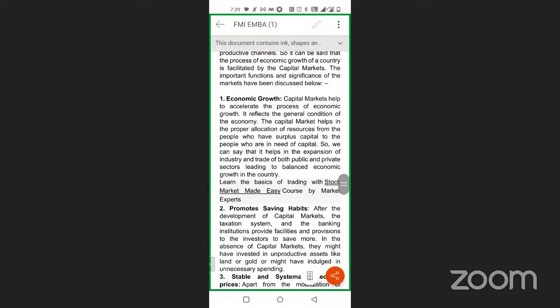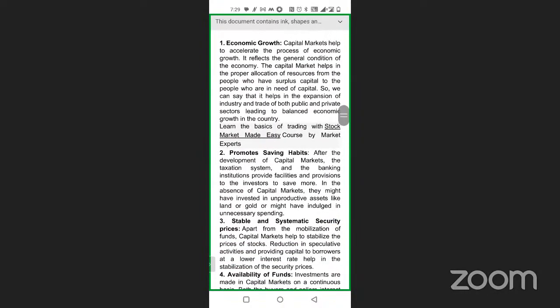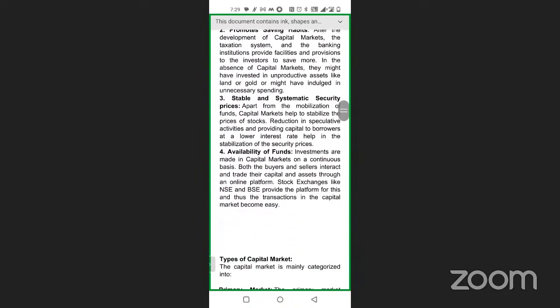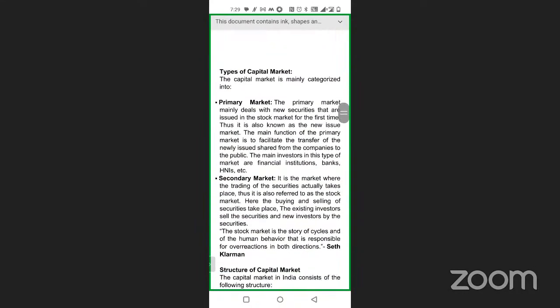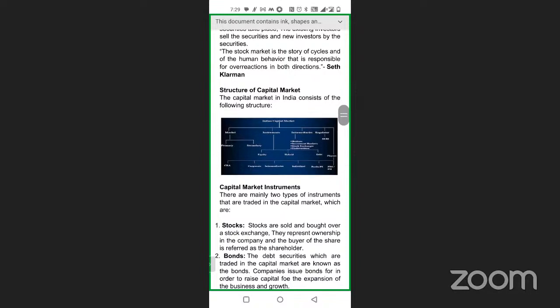These are the functions: economic growth, promote the savings habits, stable economy, provide liquidity, enable quick valuation. I told you that is very common. You can write that or anyone. These are very specific. What we read today, we are reading a bit more specifically. You also have to write that it acts as a barometer.